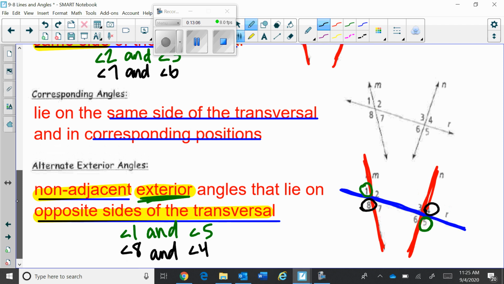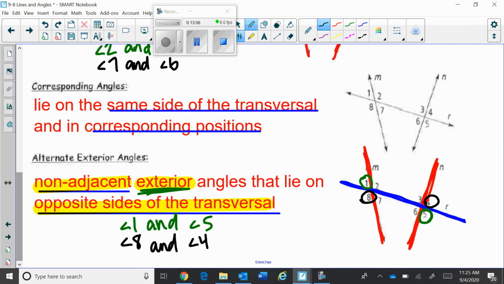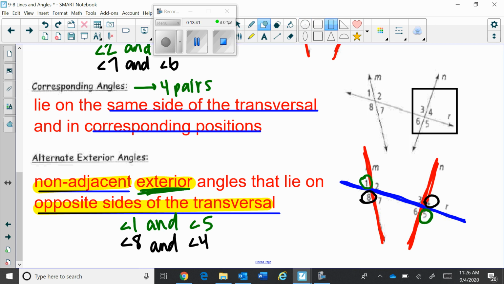All right, so far we've had 2 pairs of each type. Corresponding angles have 4 pairs. I guess in this situation we will have 4 pairs. Sometimes it may be more than that, but at minimum they have 4 pairs. So corresponding angles, it says it lies on the same side of the transversal and in corresponding positions. That's not overly helpful, is it? So let me do something here to kind of explain what corresponding positions means. Let me make this box. Let me pause for a sec.